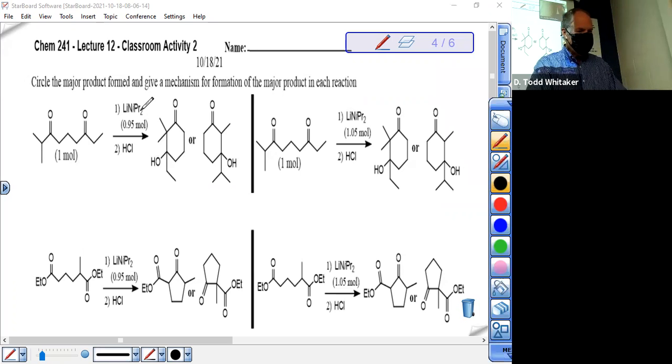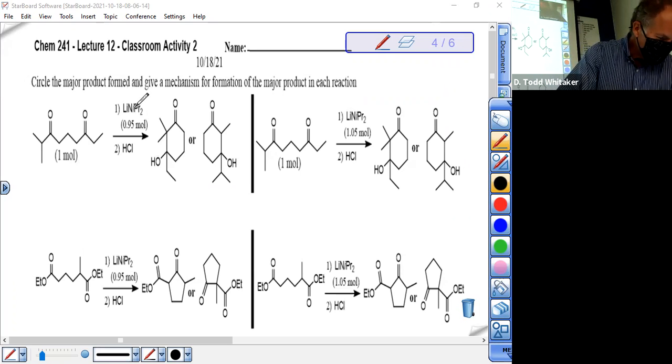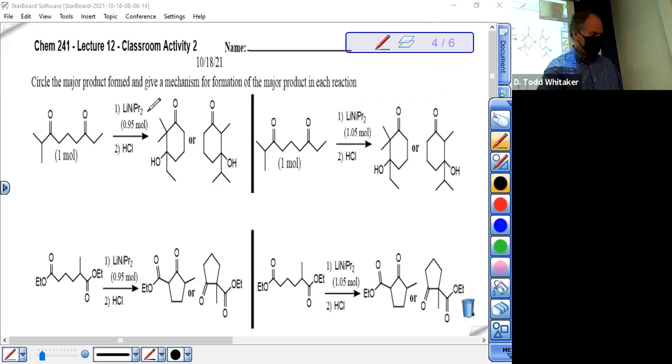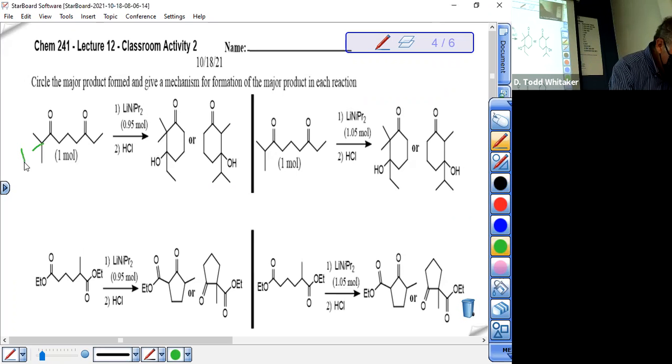This is lithium diisopropylamide. That's a little scripted I with a PR twice. And it's a one-trick pony. It only knows how to take the least hindered alpha H. So let me just put all the alpha H's on this molecule. I think I just put the most hindered one right there. Least hindered one, two. I think this would be the least of the least over here. Those two.